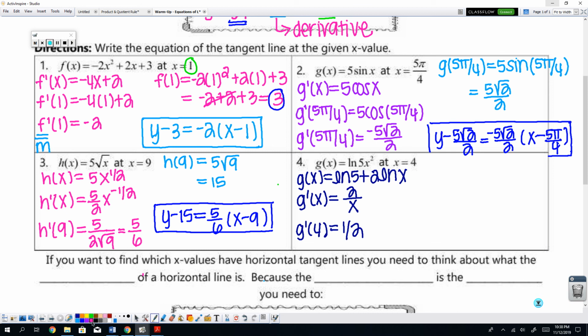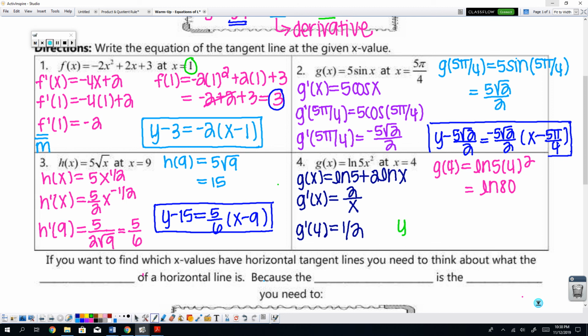Alright, now we're going to go through and do g of 4, because g of 4 will give us our y value. So ln of 5 times 4 squared, which is the ln of 80. And then for some reason you guys want to know what that is, but I don't know what that is and I'm not going to find out. I'm just going to write it just like this. This is my y value.